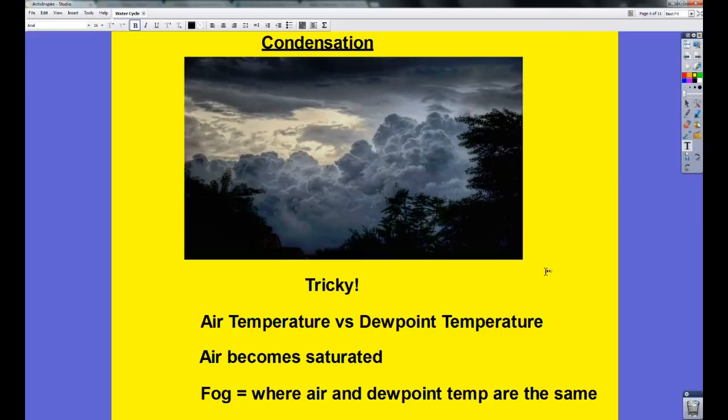Interestingly enough, fog, I think someone asked about this in class, fog is where the air and the dew point temperatures are actually the same, and if that happens near to the ground, you get fog, and it's very difficult to drive your car, etc. So condensation then is water vapor turning back into water droplets.